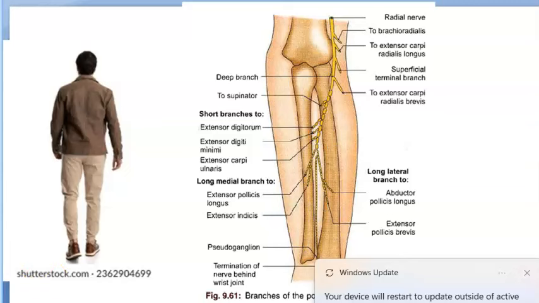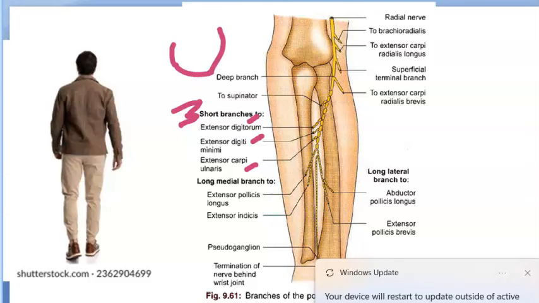Okay. Now, while passing through the supinator muscle, it will also give one branch to supinator. Okay. Then, now let us look at, after emerging from the supinator, what will happen? It will give short branches. 3 short branches are there. What are those 3 short, cute, small branches? Extensor digitorum, extensor digiti minimi, extensor carpi ulnaris.